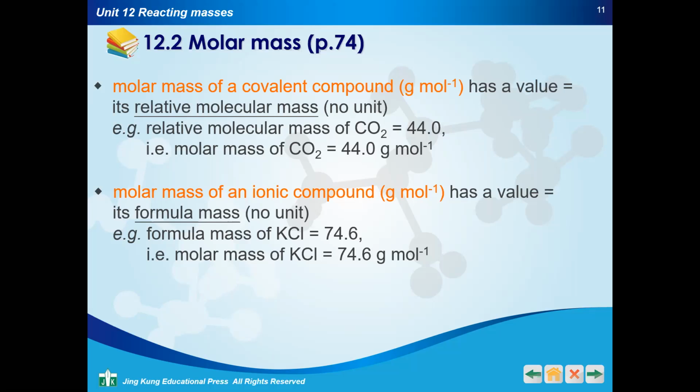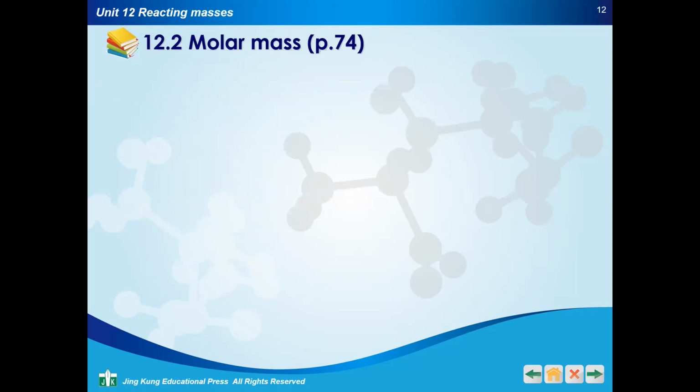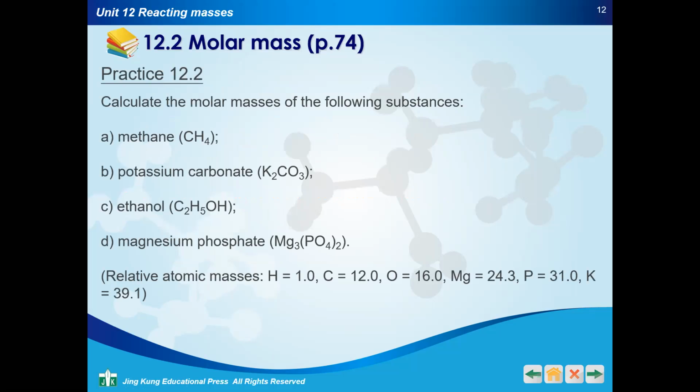And it's not just molecules that you may count as a molar mass, but also ionic compounds. But the way to find is very similar. For a covalent compound, check its relative molecular mass. While for an ionic compound, check its formula mass. Okay, again, ionic compound doesn't have any RMM, no relative molecular mass. I use formula mass. Simple. Okay.